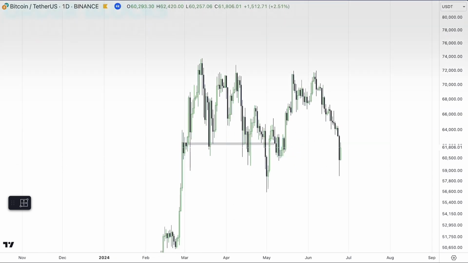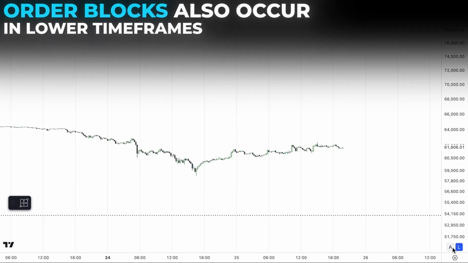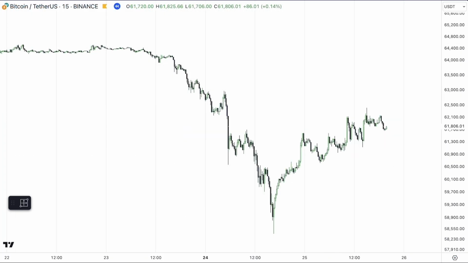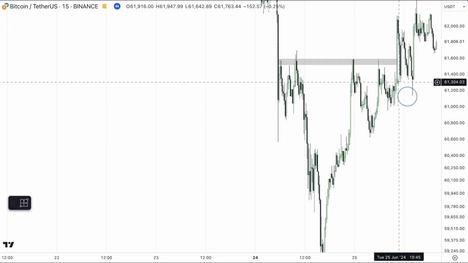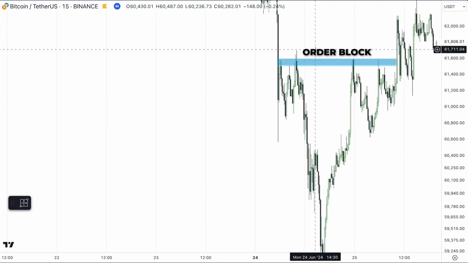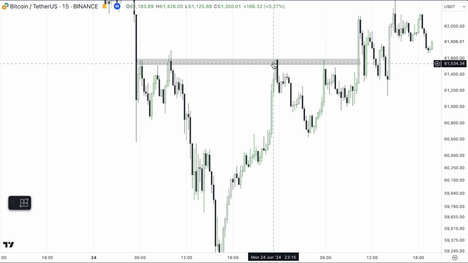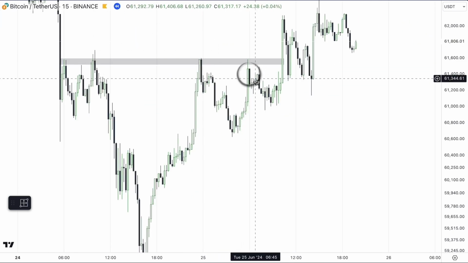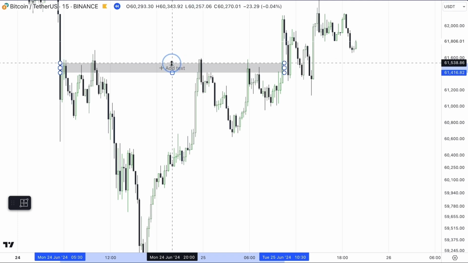Now order blocks also occur in lower time frames. It's not just the 15-minute or the 4-hourly or anything out of the ordinary. As we can see right here, this does look pretty good, right? Order block here, once again, price failed to close above, creates another order block, creates another order block here, price keeps rejecting. Here again, just a little early, still creates an order block. The rejections on this are pretty clean, I would say, honestly.